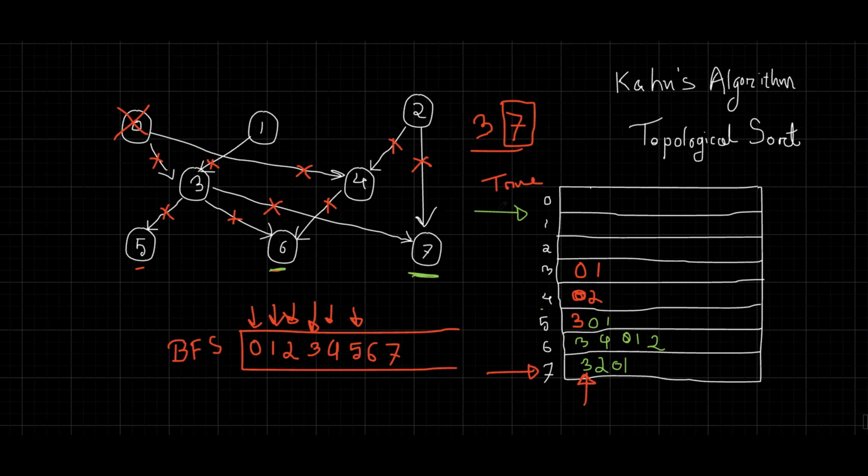Suppose we have to determine whether 7 is dependent on 4 or not. So here we have seen that 4 is not present in the dependency list of 7. So we can say that 7 is not dependent on 4. This is how Kahn's algorithm basically works to find the dependencies. I hope you understand it. Now let's move on to the code.